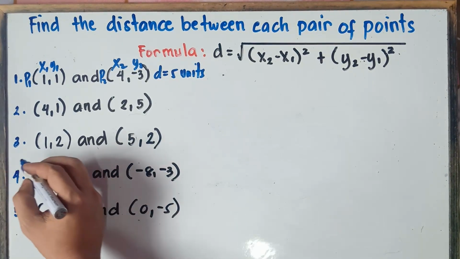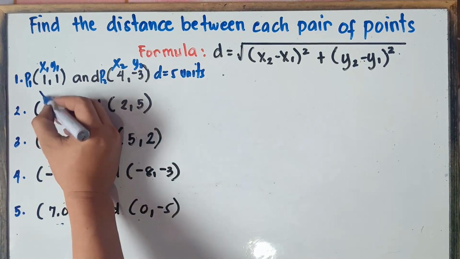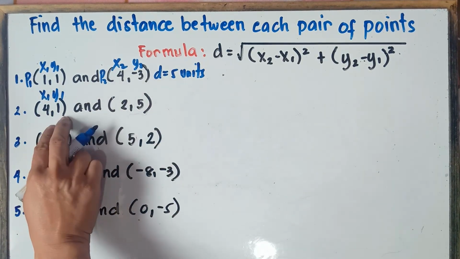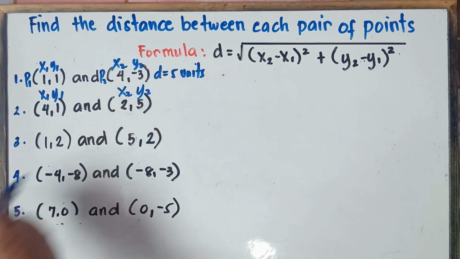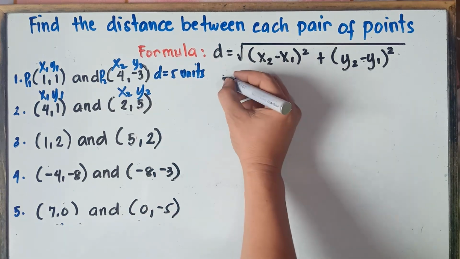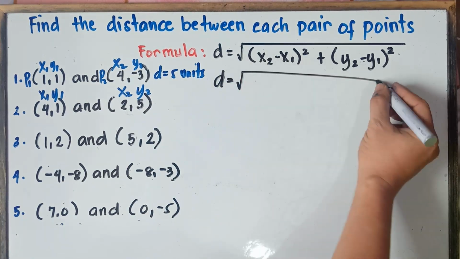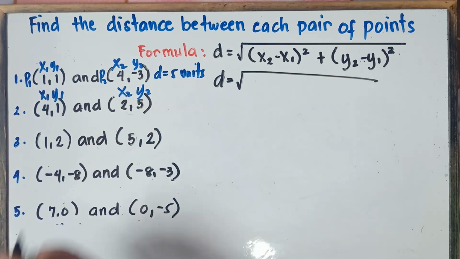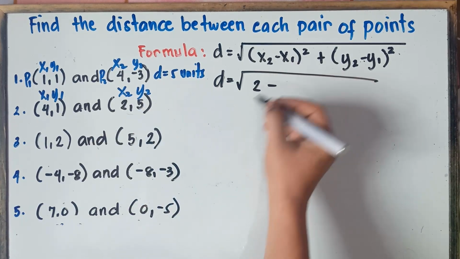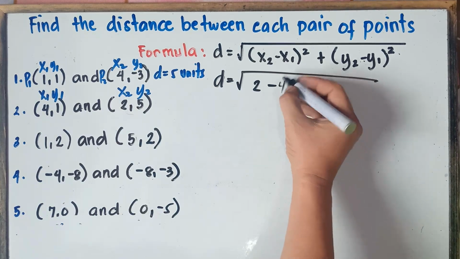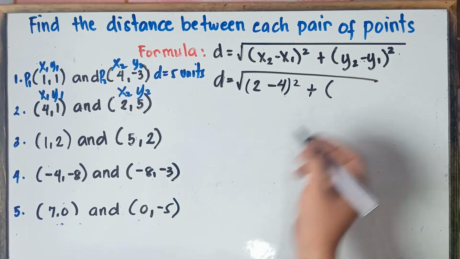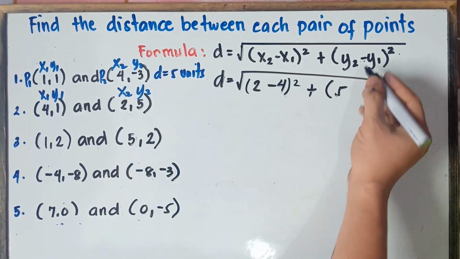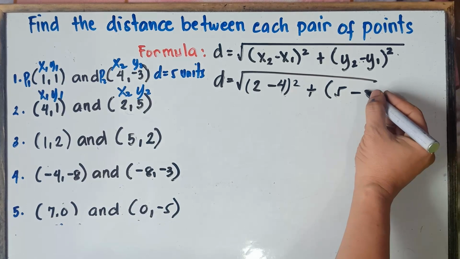Example number 2, don't make things complicated. This will be x sub 1, y sub 1. This will be our point 1. And this will be x sub 2, y sub 2. This will be our point 2. So d is equal to the square root of x sub 2, which is 2, copy the minus sign, x sub 1 is 4, and then squared. Copy the plus sign, y sub 2 is 5, copy the minus sign, y sub 1 is 1.